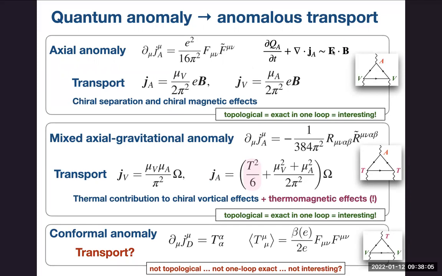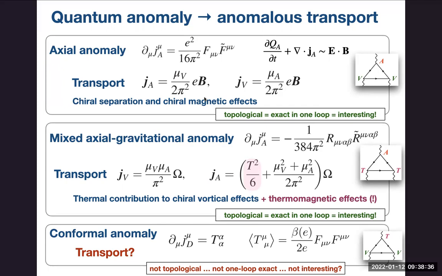So basically, F F dual is just electric times magnetic fields. And in the presence of collinear electric and magnetic fields, you will get non-conservation of the axial charge. And that law will lead to the chiral separation and chiral magnetic effects, which were mentioned yesterday. So basically, the chiral magnetic effect means that you will have the electric current along magnetic lines in the presence of imbalance, so in the presence of different numbers of left and right-handed fermions. That is called the chiral magnetic effect that appears due to axial anomaly.